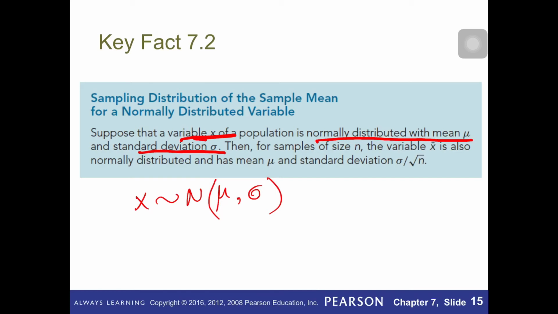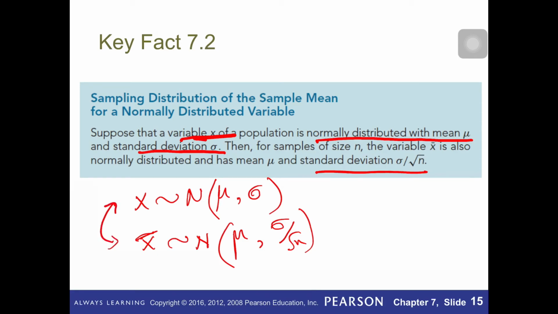Okay, this is how we write a normal distribution in general. The sample size is n. The variable x bar is also normally distributed, with mean mu and standard deviation sigma over square root of n. This is what they have mentioned here, the relationship between x and x bar.